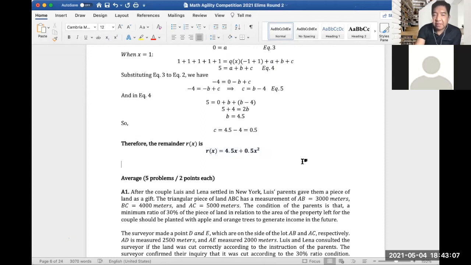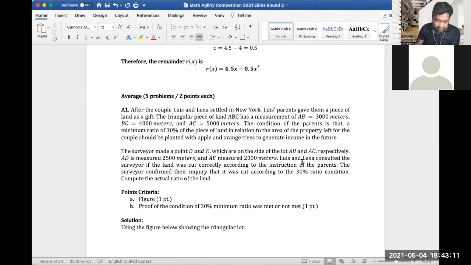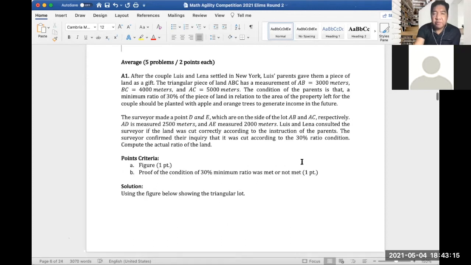If you got this, you would get the full 1 point here. Okay, let's move to the average problem. So we have, again, 5 problems here. And this time, each would be 2 points.